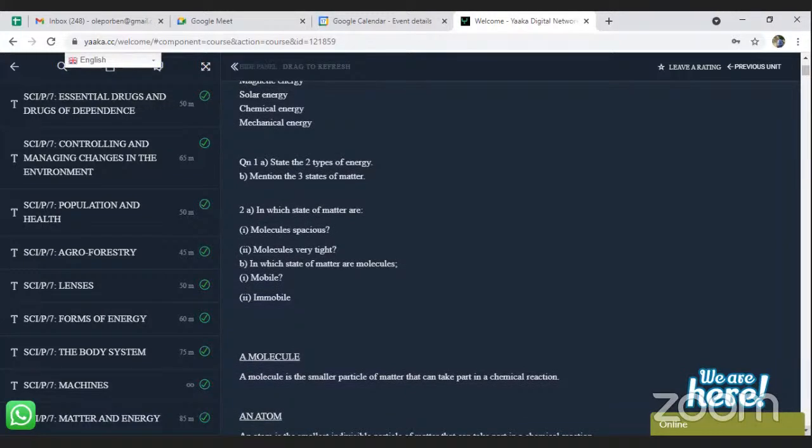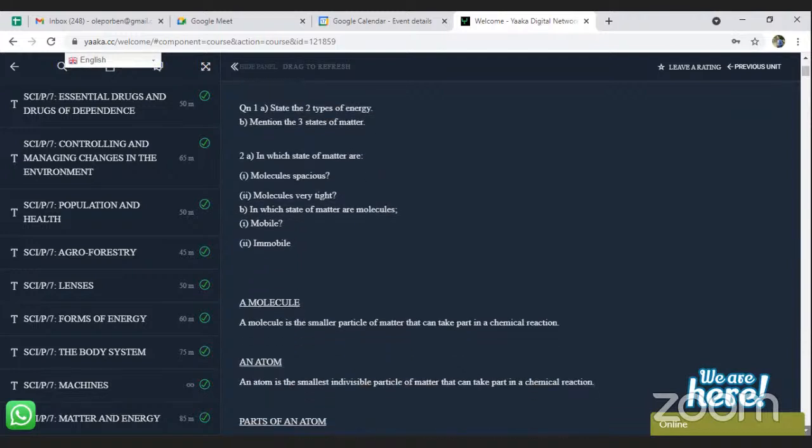Liquids. It is still gas, because they are spacious. So the molecules are mobile. Then immobile? Solids. Immobile means they don't move. They are packed together. They don't move because they are tight or packed together. Those are solids.